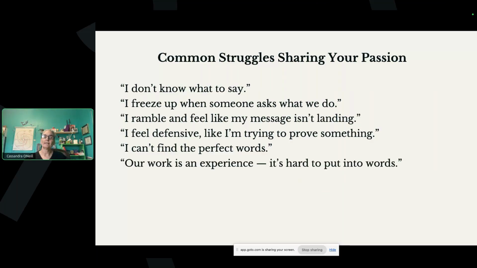This one, our work is an experience and it's hard to put into words. I also hear this a lot. And there is a solution for this, which I'm going to talk about very soon.